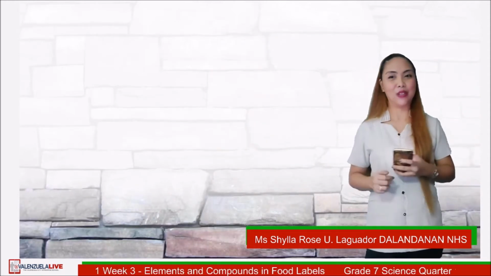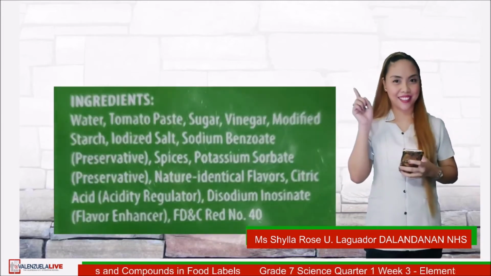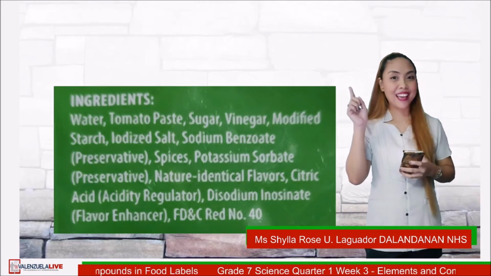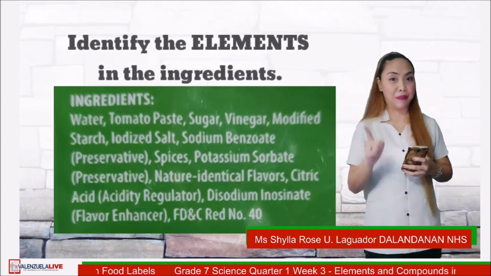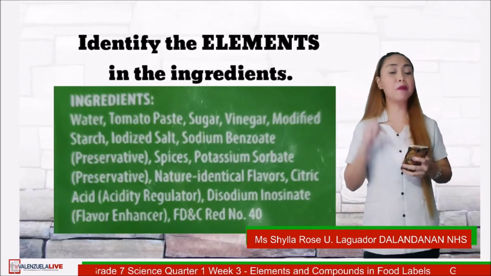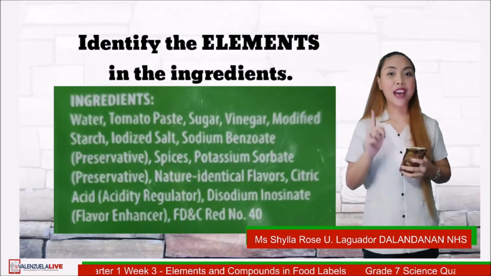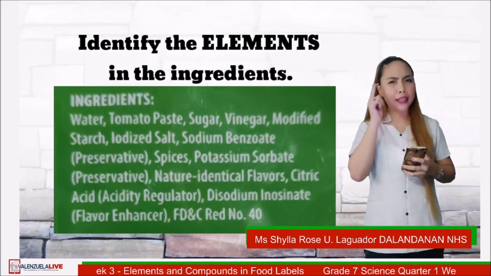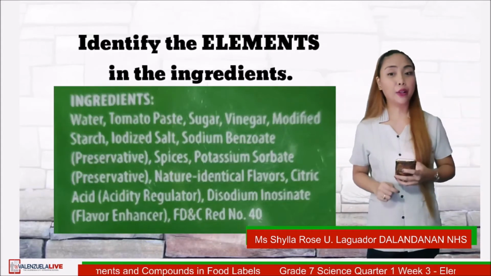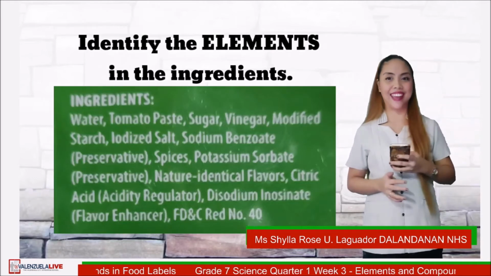Now, let's continue. This time, I want you to look at the ingredients. I want you to determine and identify the elements that are found in the food product as indicated in the ingredients. Let me repeat. Find the elements. Kindly look closely and read thoroughly and tell me if there are elements in the ingredients.